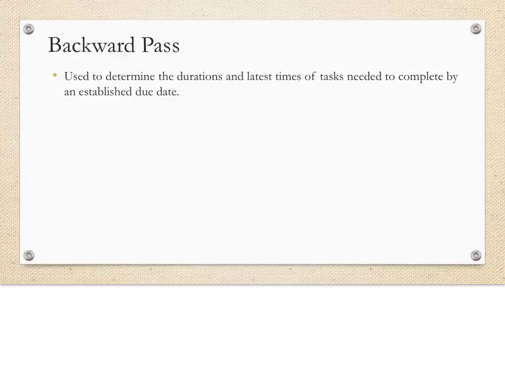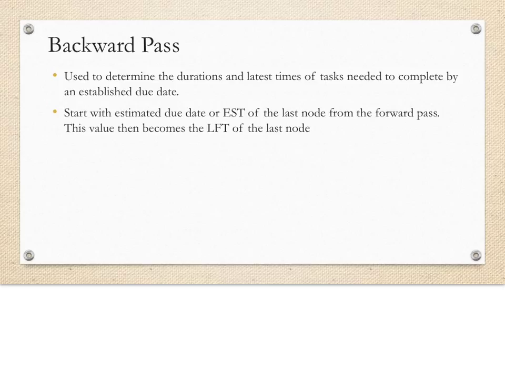Now, in order to determine the latest times of each task, we need to use the backward pass. We start with the due date or earliest start time that we determined from the last event of the forward pass. This value then becomes the latest finish time of the last event. We then move backwards through time, subtracting the duration of each task to give us the latest start time of each task.